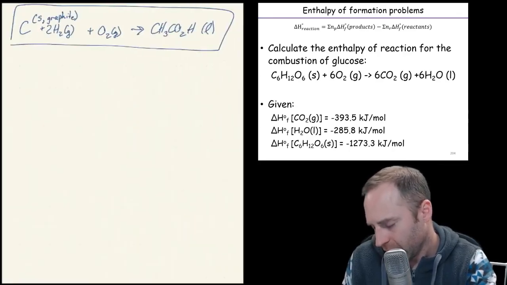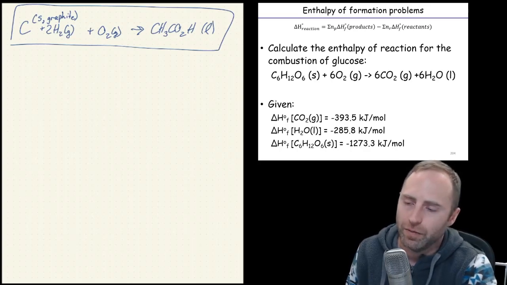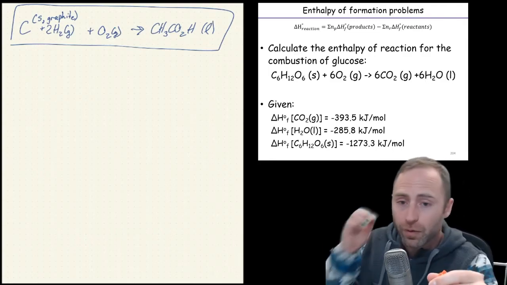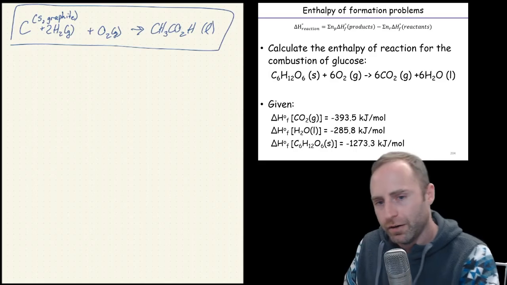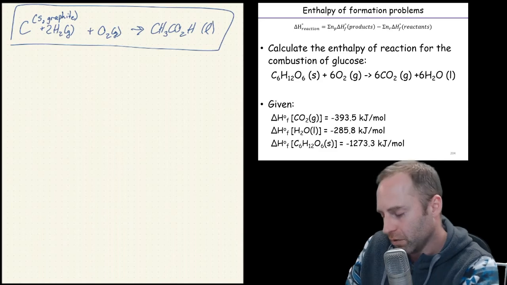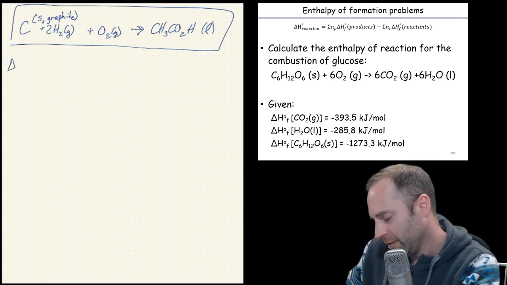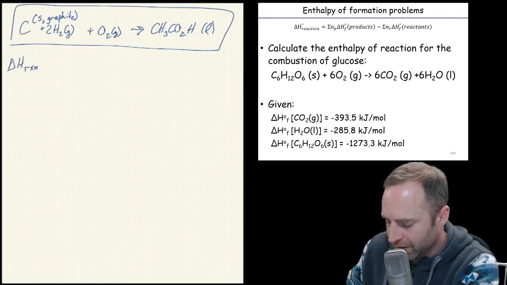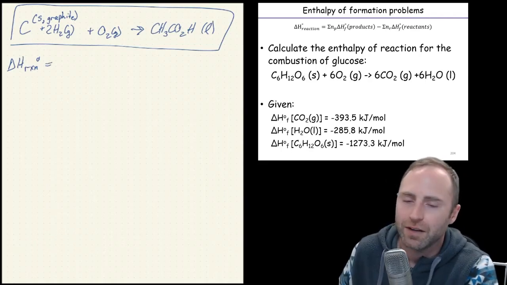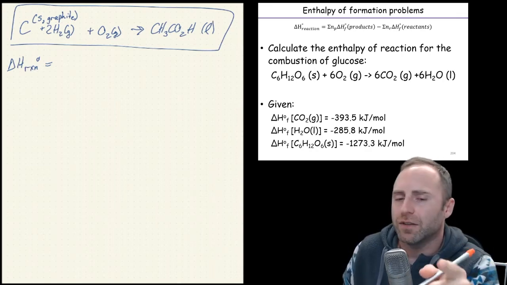Let's see here. Okay, so this problem that we did as part of an enthalpy of formation, let's talk through how to set up the green part for this. Does that sound fair? Cool. All right. I'm going to take the hard part. Enthalpy of reaction at standard state equals. Sorry, I couldn't help myself. So what's your next thought?